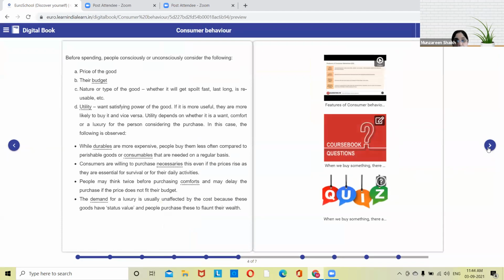What I want you all to make a note of, and I told you not to keep your books ready, just note down the important points in this particular video. That is the features of consumer behavior, the characteristics. This is very important. You can note down the pointers whichever you feel are important. Shall I start that? Yes.